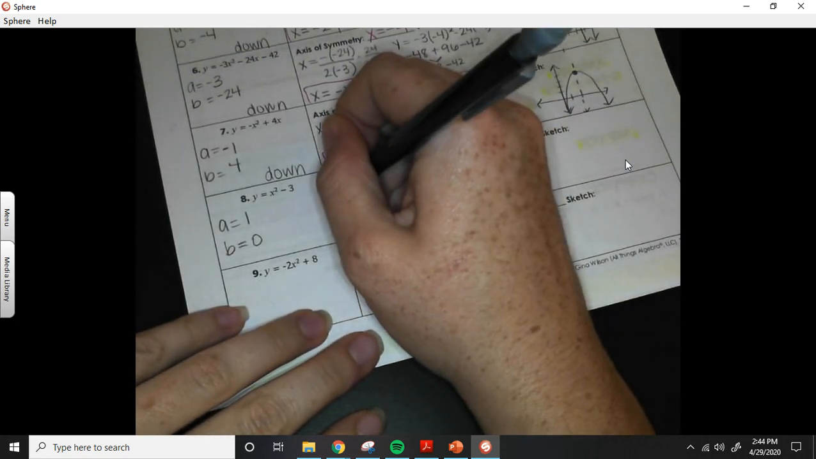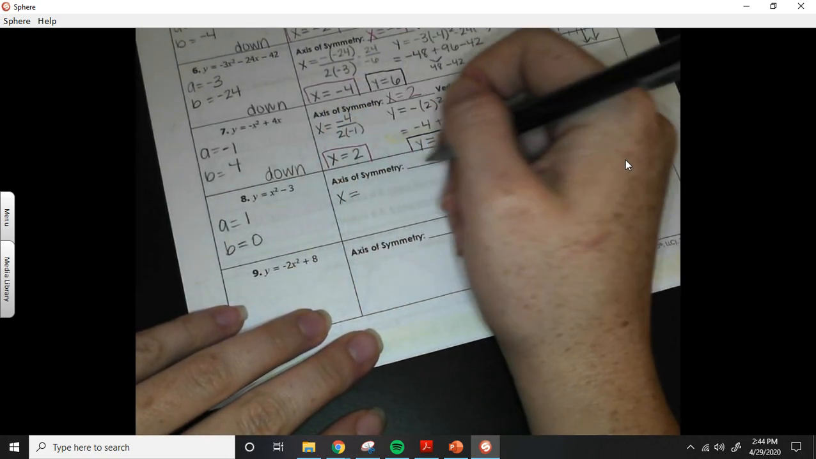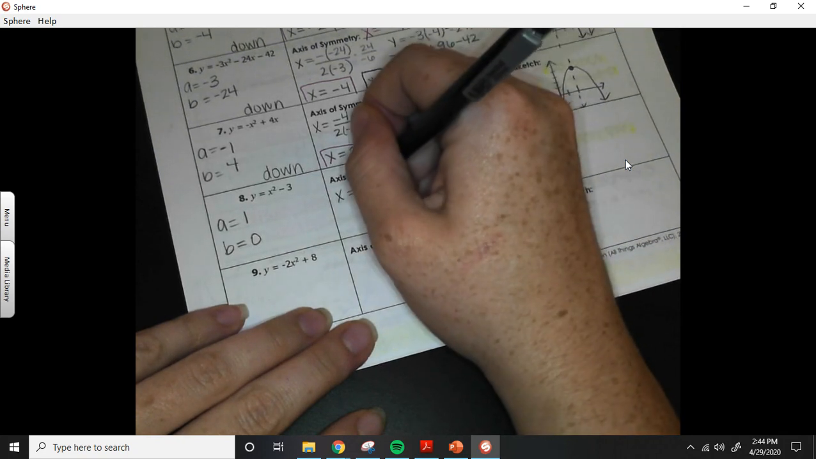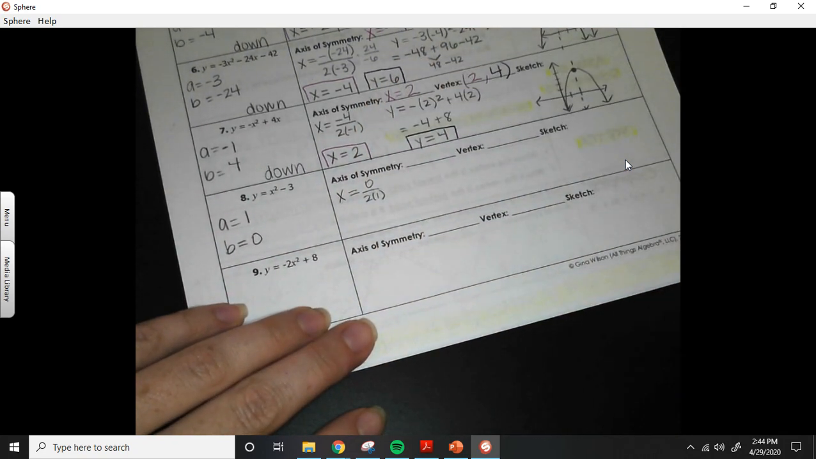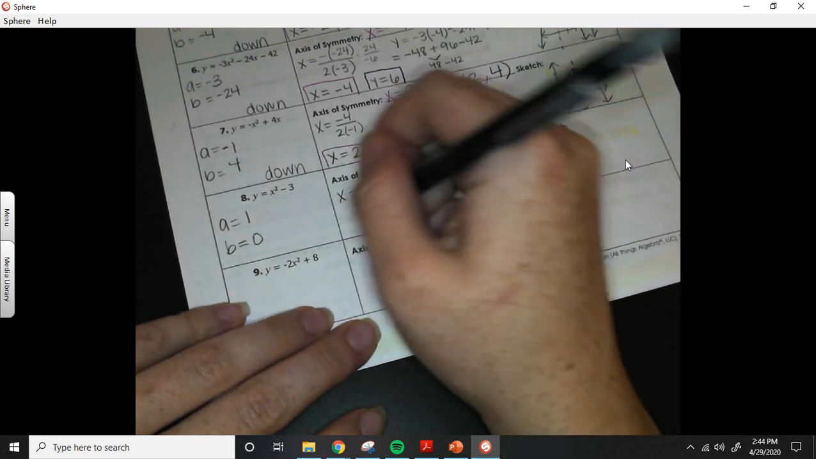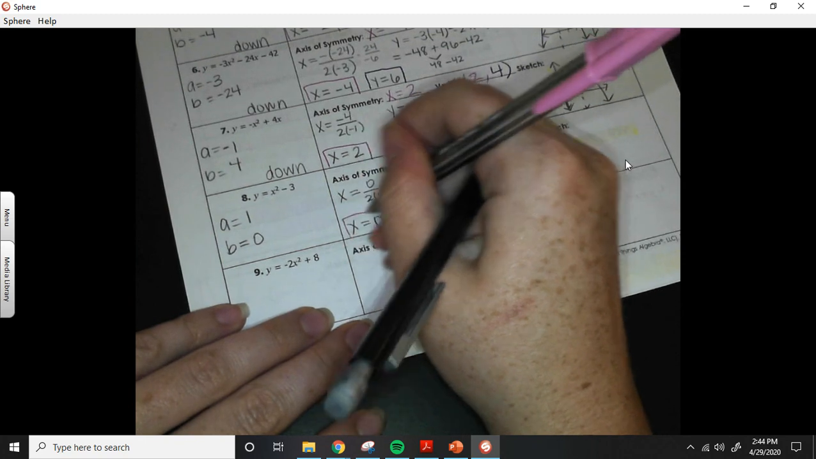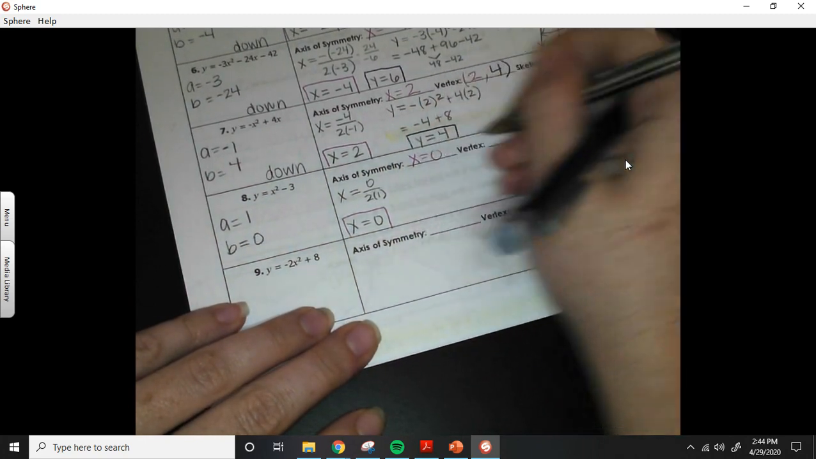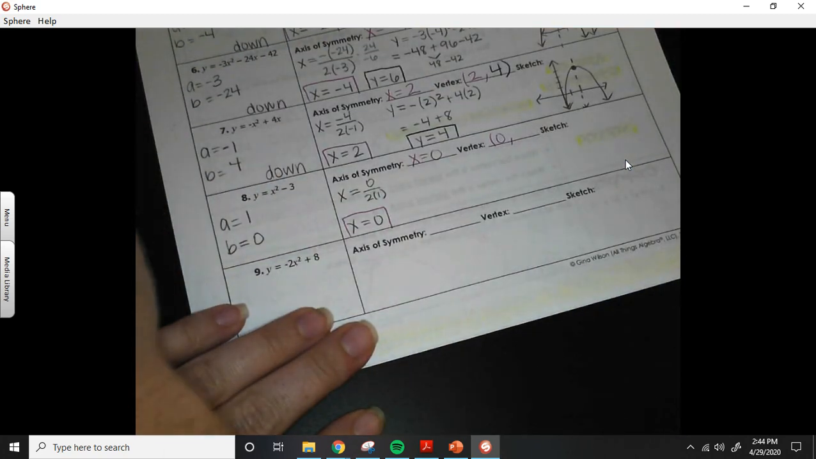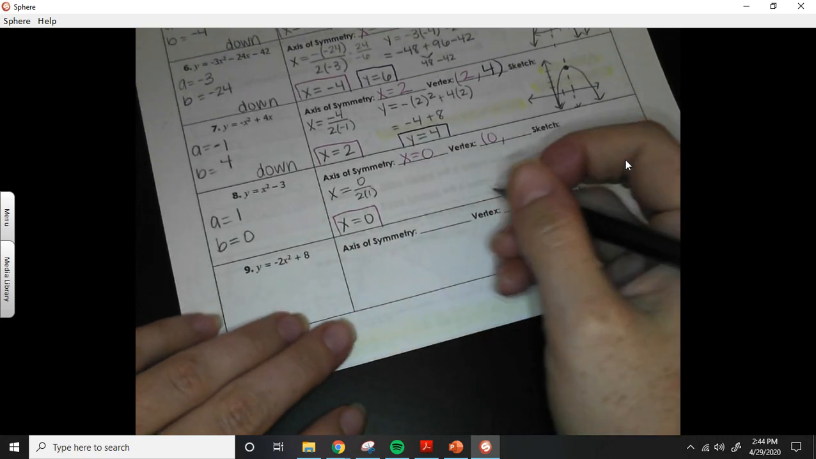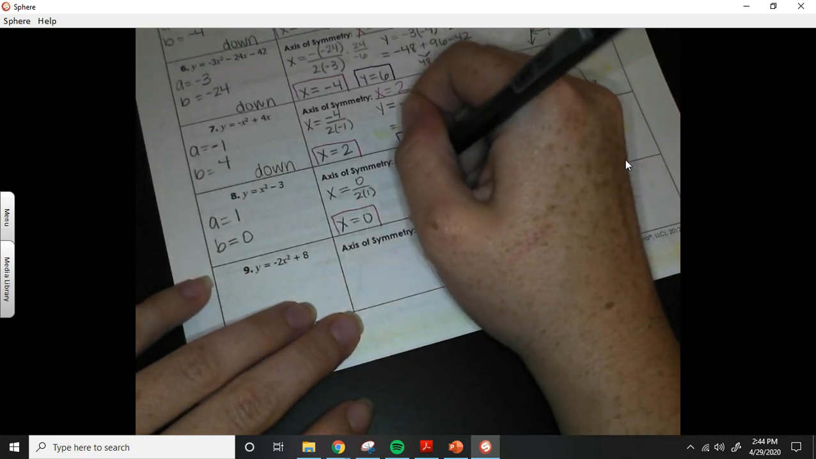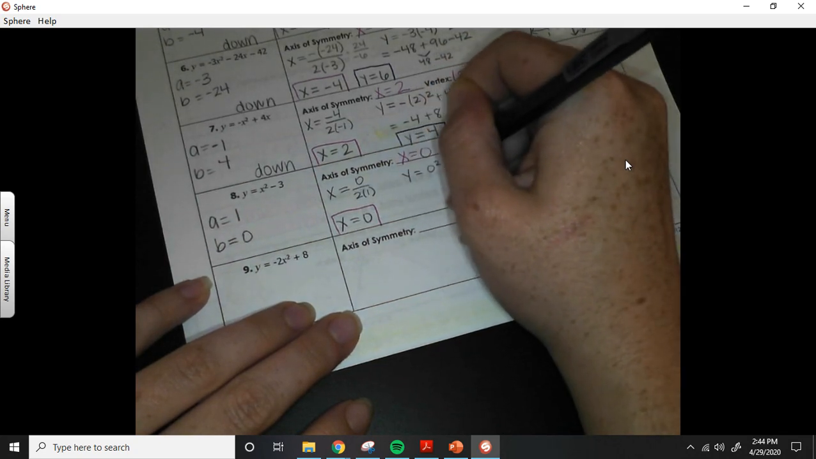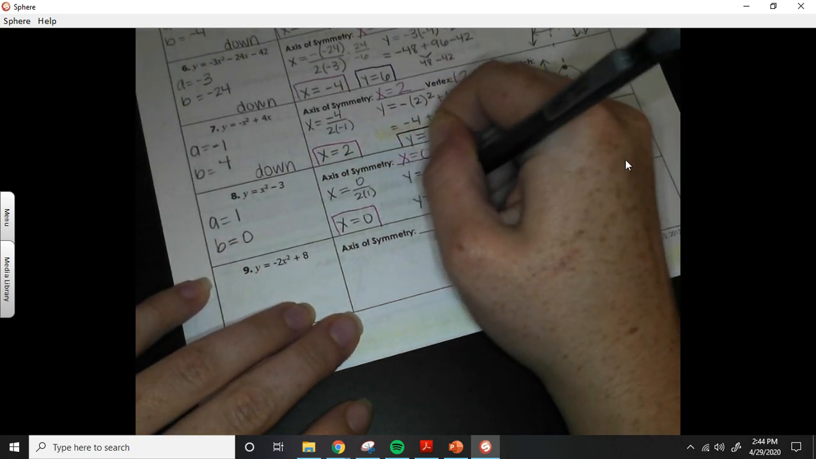So our axis of symmetry is going to be negative b. We can't have negative 0, so it's just 0. And it really honestly doesn't matter what the denominator is because 0 divided by anything is 0. So this one is on the y-axis, and we will solve this now. It doesn't take a lot of solving. Y equals 0 squared minus 3. That means y equals negative 3.